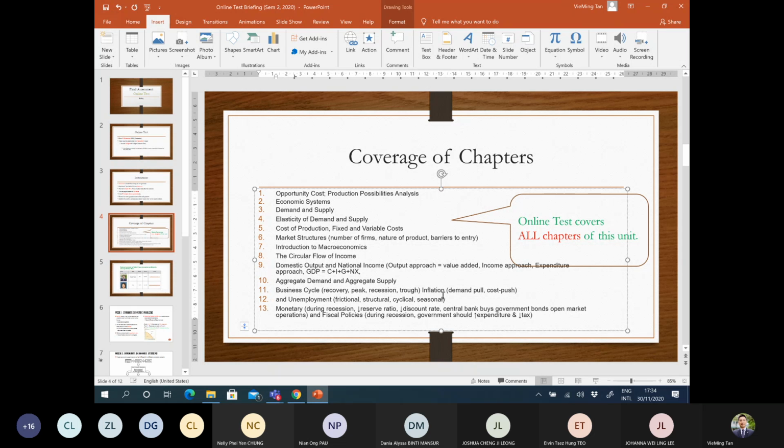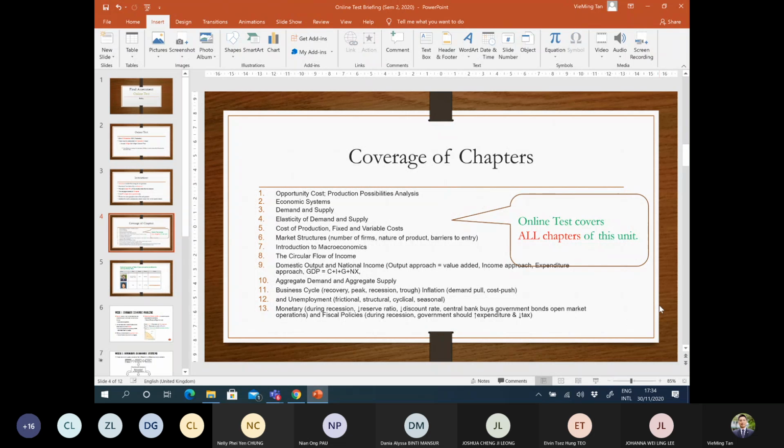Any questions so far? You can refer to the summary of each chapter in your PowerPoint slides again in order to do revision. If there are no other questions, then we'll call it a day.